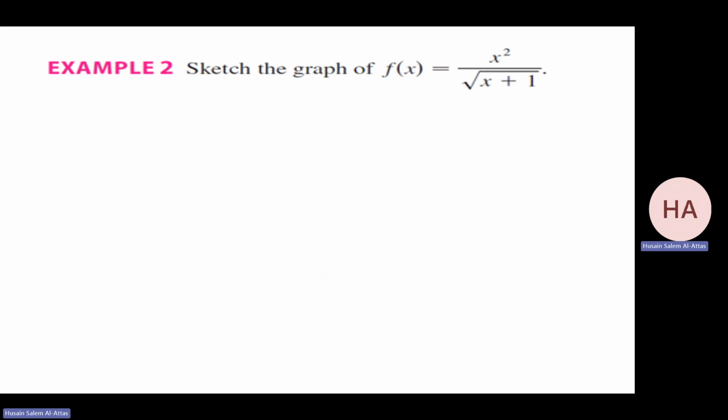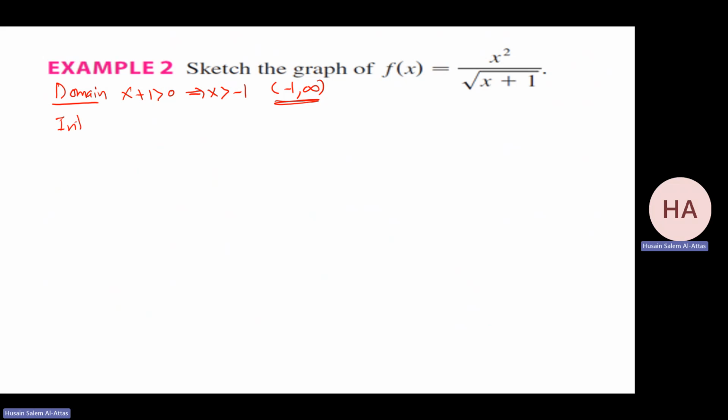We do more examples. This is x squared over the square root of x plus 1. Now the function becomes a little bit harder, but we can do it, inshallah. Domain. The domain will be what? x plus 1 positive, so x greater than minus 1. So my domain is from minus 1 to infinity. My only concern is this interval. Other than that, it's not my business.